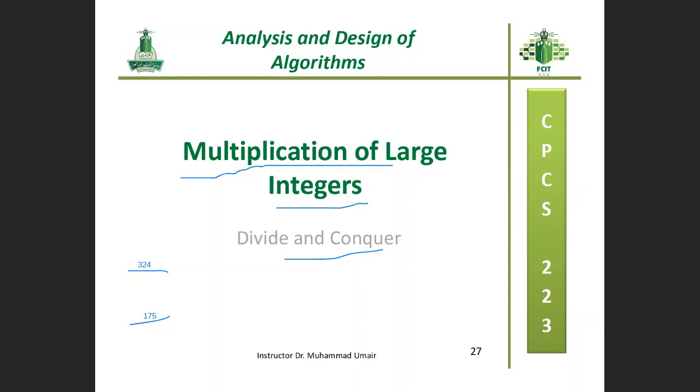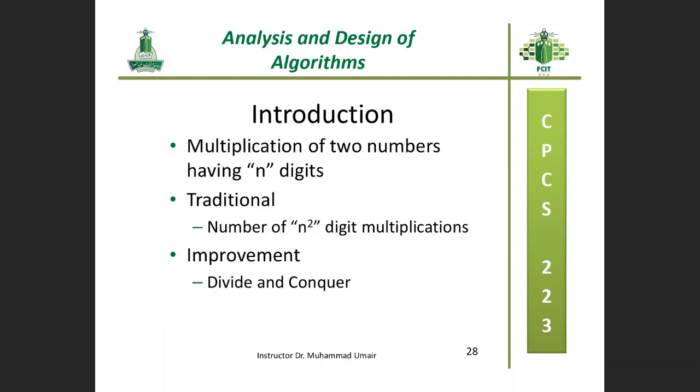So it means if every number has n digits, the number of multiplications required will be n into n, which is n squared. Is that clear? This is the normal traditional way of multiplying two numbers. But we can improve the number of multiplications by using the divide and conquer approach. Now we will see how this approach is applicable to multiplying two numbers having n digits.